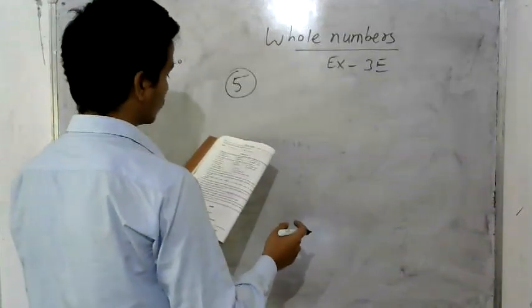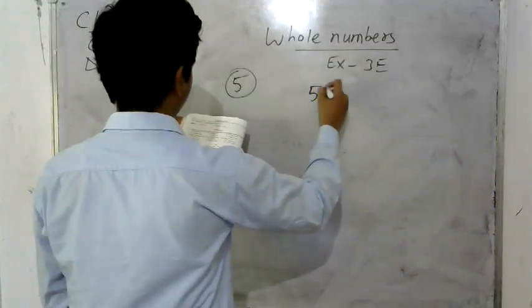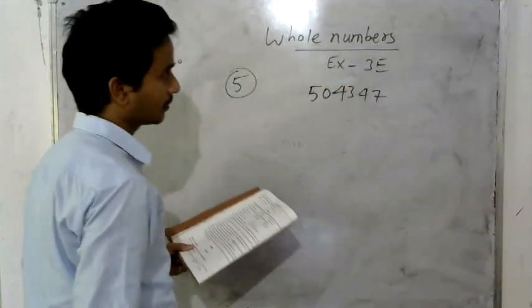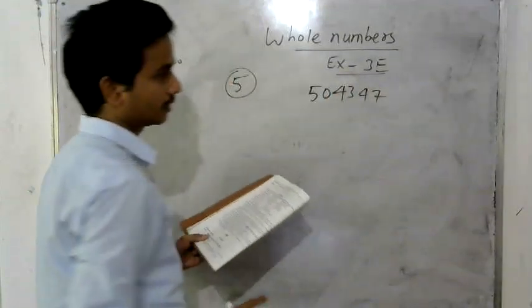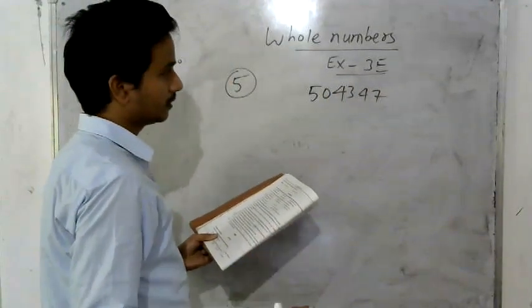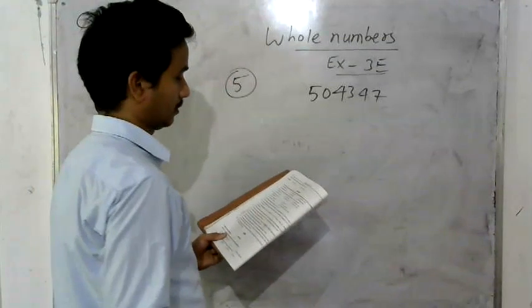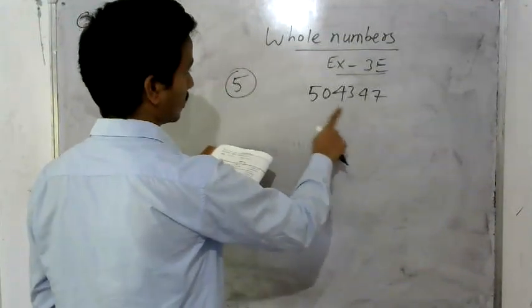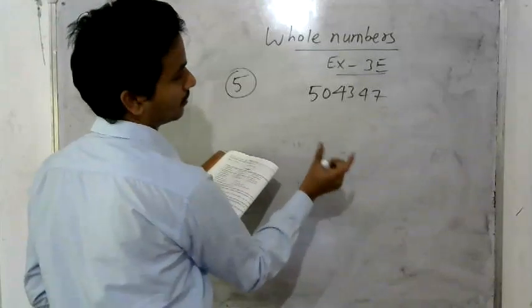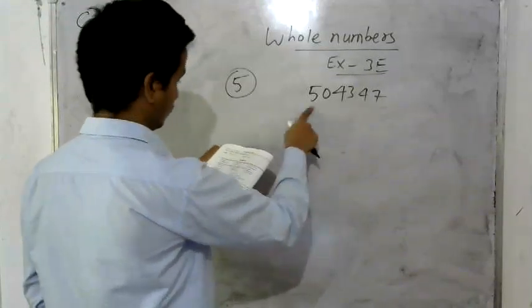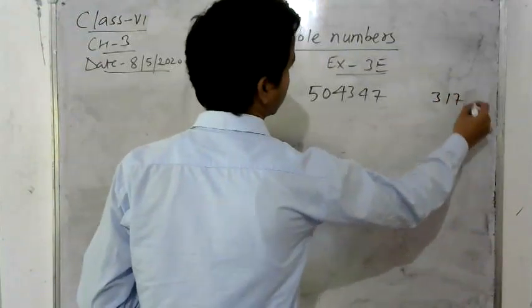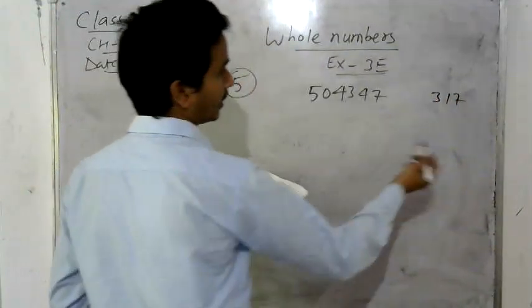It is saying the product of two numbers is 504347. In question number 5, I am not going to write the question here. You have to see the question from your book. Product means multiplication. The product of two numbers is this much, and one of the numbers is 370. Then we have to find the other number.